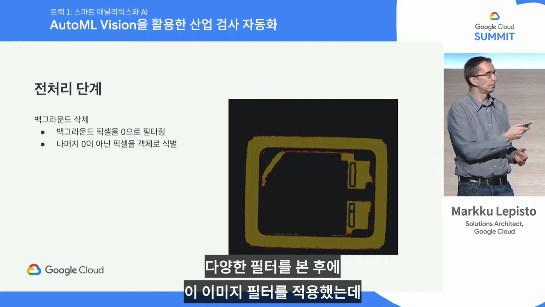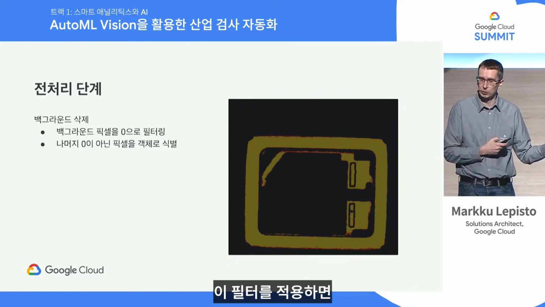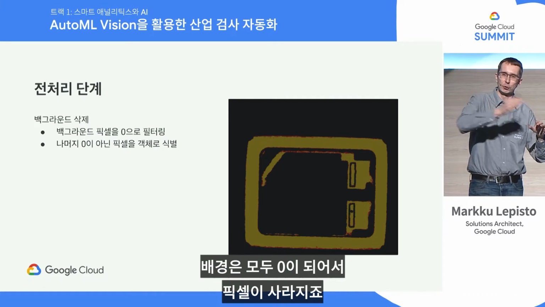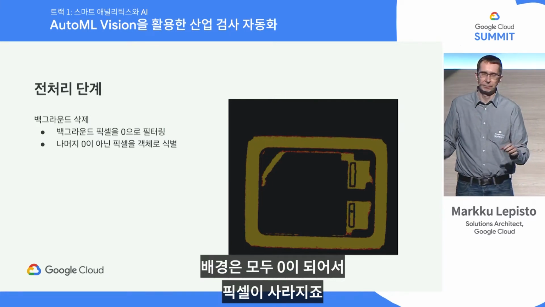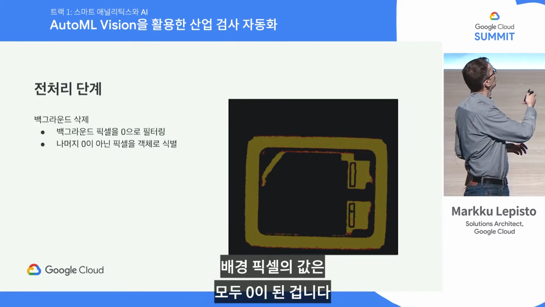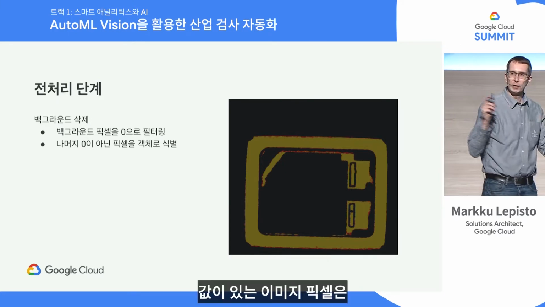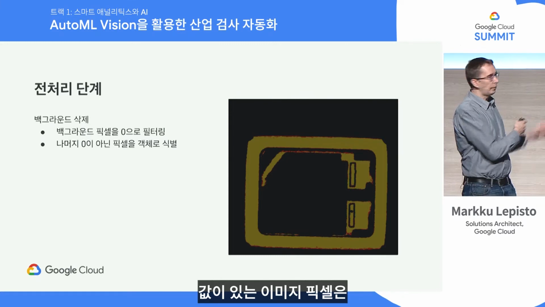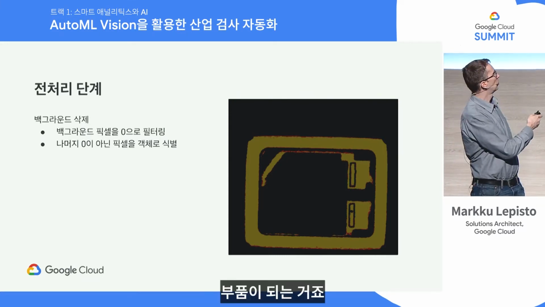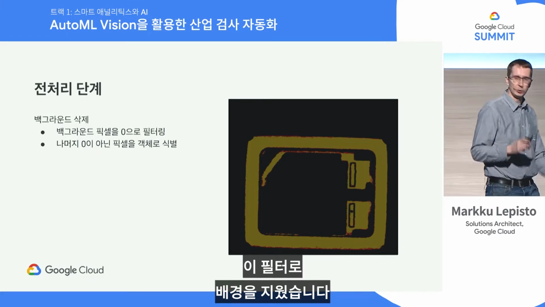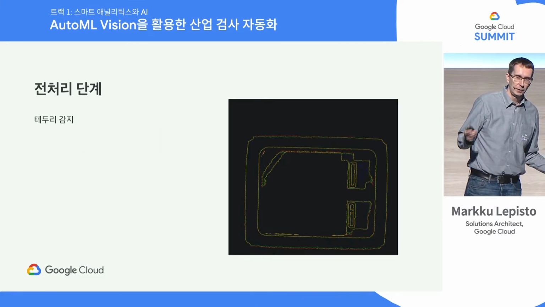I tried different options. And with this image filter, the background goes to 0, 0, 0, so black pixels. So all the background pixels have 0 value. In other words, only pixels in the image that have value belong to the component. So that filter was good. It got rid of the background.